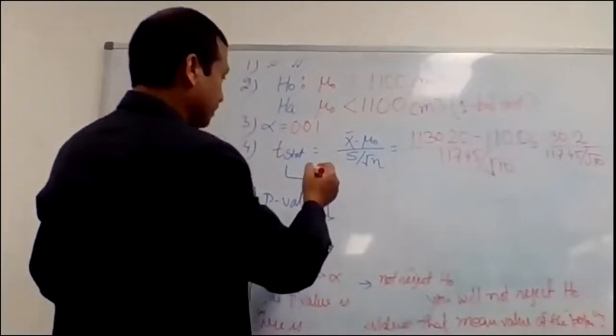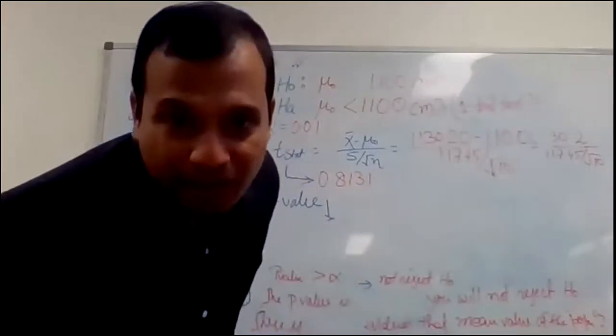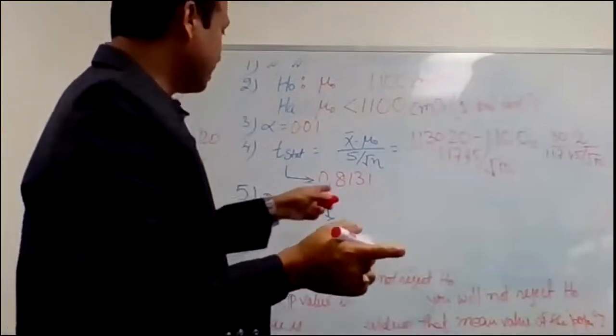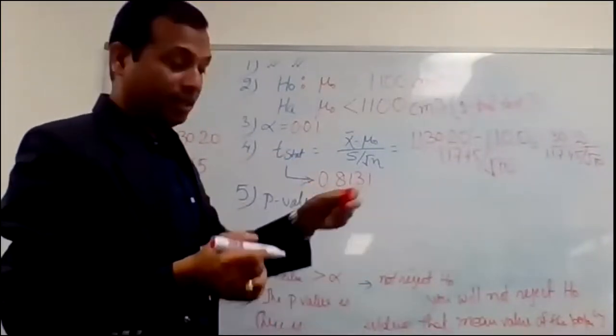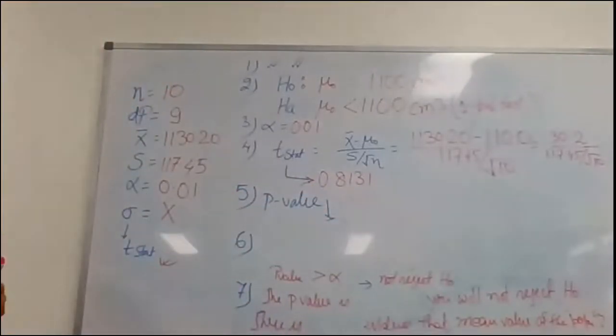Yeah, that's what I got as well. 0.8131 something. I do get the same thing. So you will get the t-stat value 0.8131. Others, please try to match this one. 0.8131. Have the same.